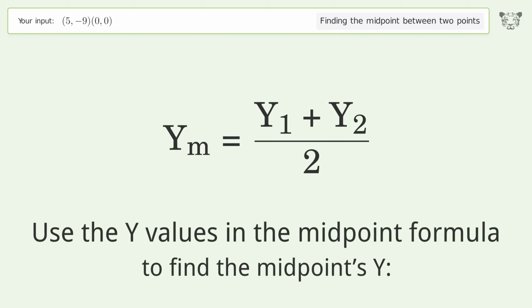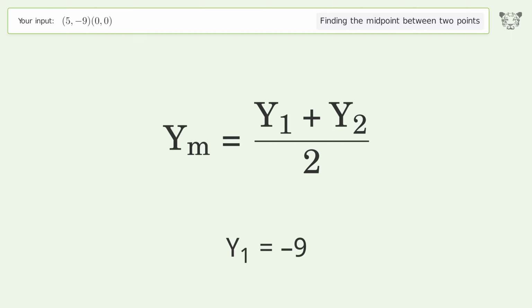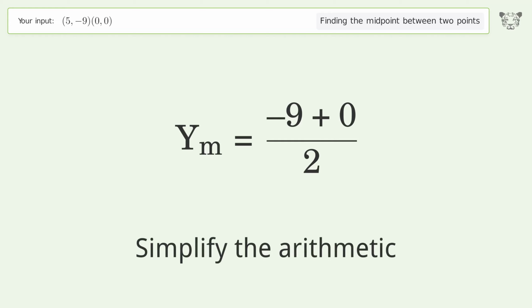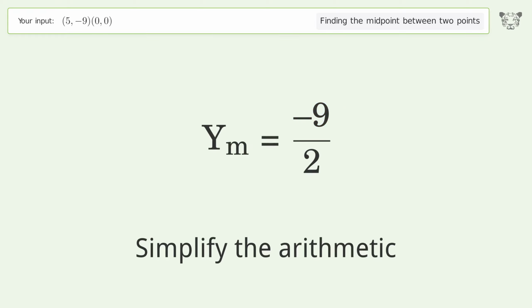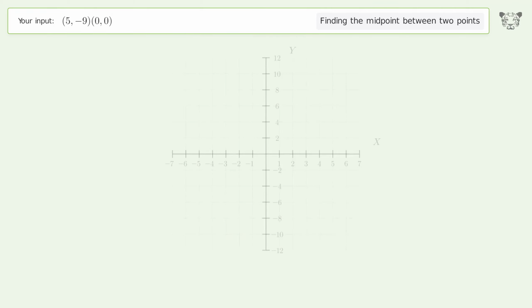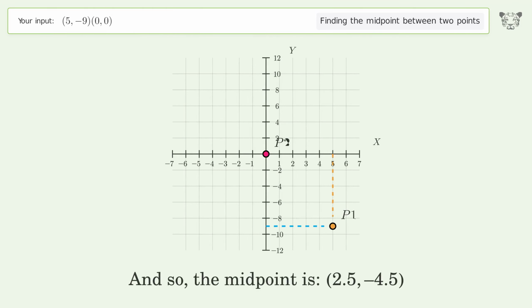Use the y values in the midpoint formula to find the midpoint's y. y1 equals negative 9. y2 equals 0. Simplify the arithmetic. And so, the midpoint is 2.5, negative 4.5.